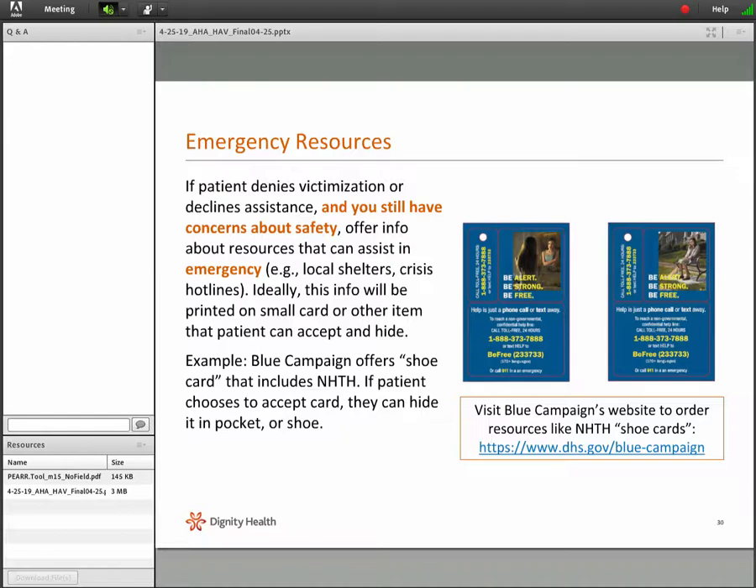So if the patient denies victimization or declines assistance, and you're still concerned about their safety, at that point you may want to offer a hotline card, something small that just has key information about victim resources. And this is a shoe card that's available from the Blue Campaign. You can click on this website here to access that.